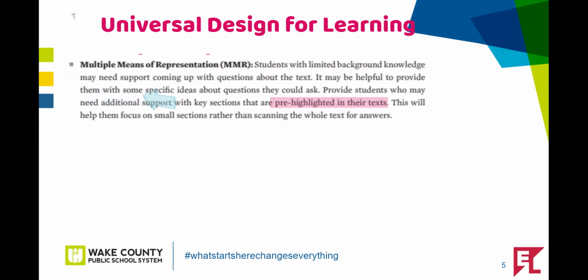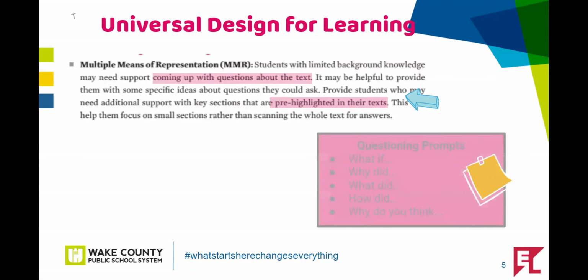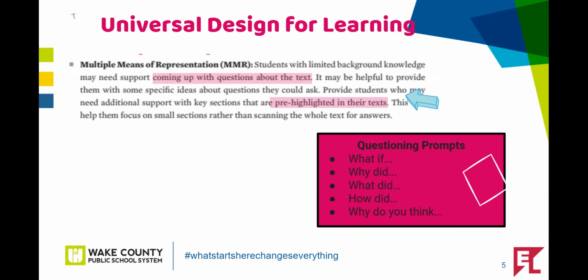Students may need support generating questions about the text. Give these students text that is pre-highlighted with a section to focus on. Provide them with sentence stems, such as the ones listed, to write their questions. Have students go sentence by sentence, choosing a stem and then using the vocabulary within the text to write their question.